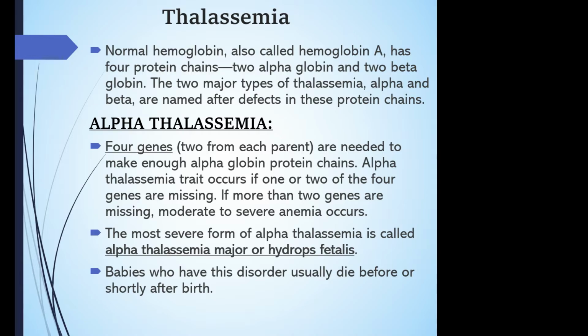The most severe form of alpha thalassemia is called alpha thalassemia major or hydrops fetalis. Babies who have this disorder usually die before or shortly after birth. So alpha thalassemia is very dangerous if more than 2 genes are missing.